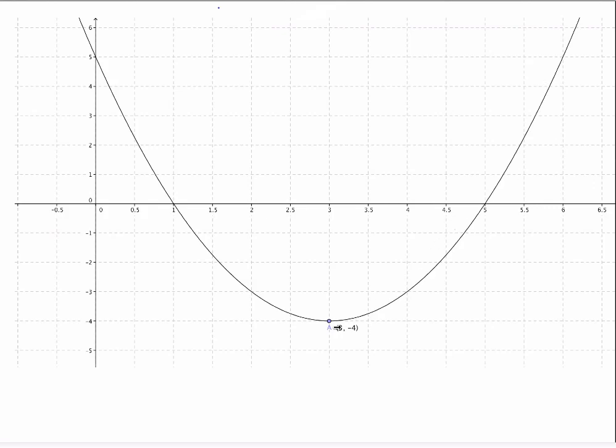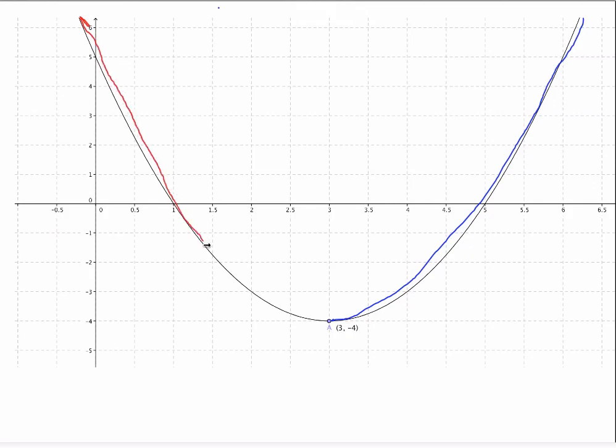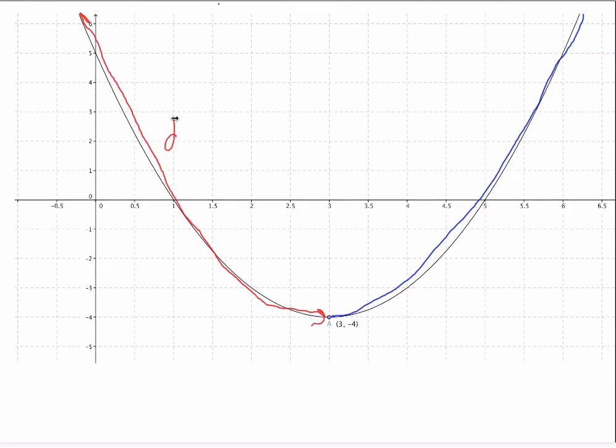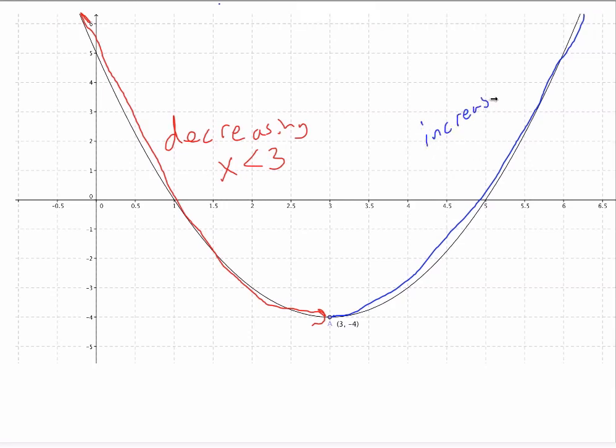If we look at this function here, it's obvious to see that it's increasing on this interval and this interval here, where the y values are getting smaller and smaller. So it's decreasing here. It's decreasing when x is less than 3 and increasing when x is greater than 3. And if you look at exactly x equals 3, then we have what we call a stationary point. It's not increasing or decreasing.